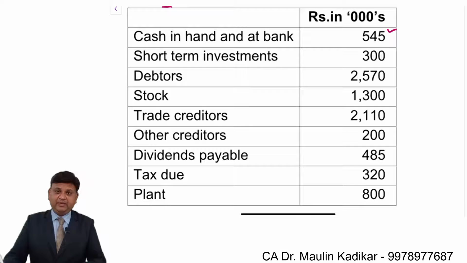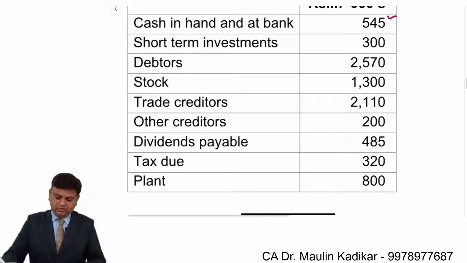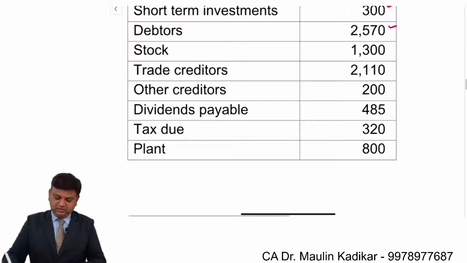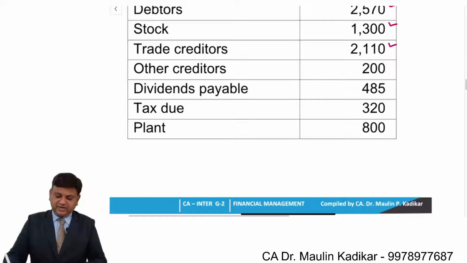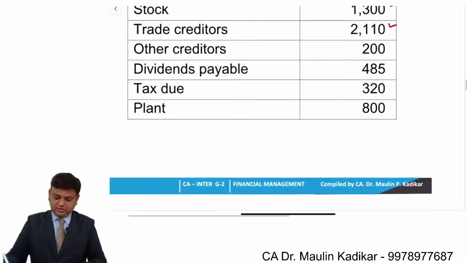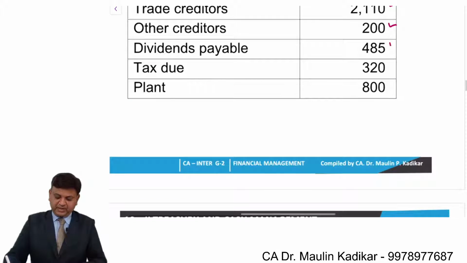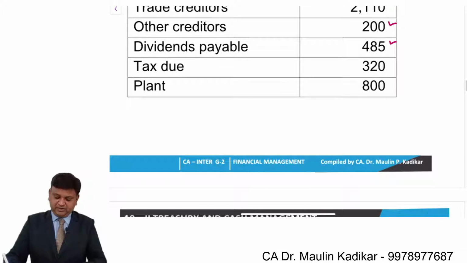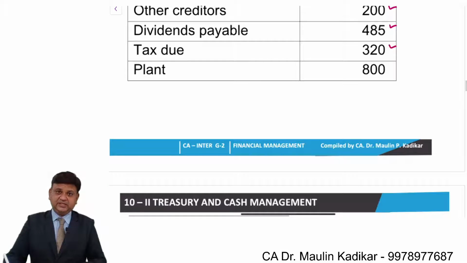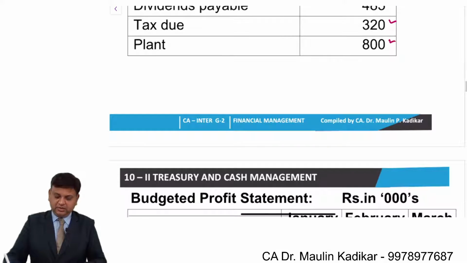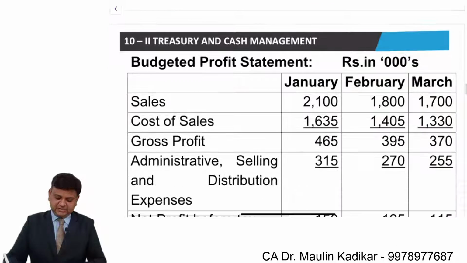Cash in hand and at bank 5,45,000. Short-term investment is 3 lakhs. Debtors is 25,70,000. Stock is 13 lakhs. Trade creditors 21,10,000. Other creditors 2 lakhs. Dividend payable 4,85,000. Tax 3,20,000. Plant and machinery 8 lakhs.